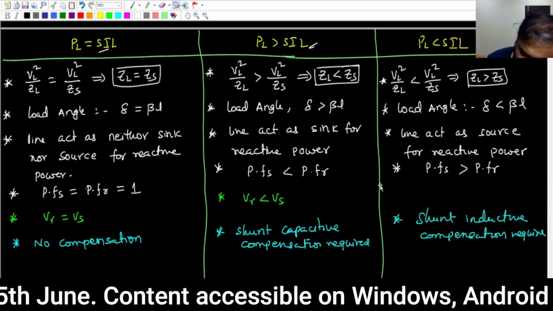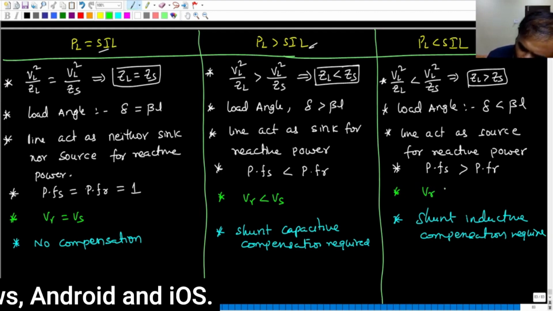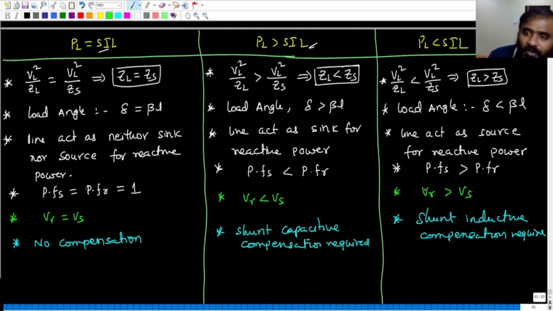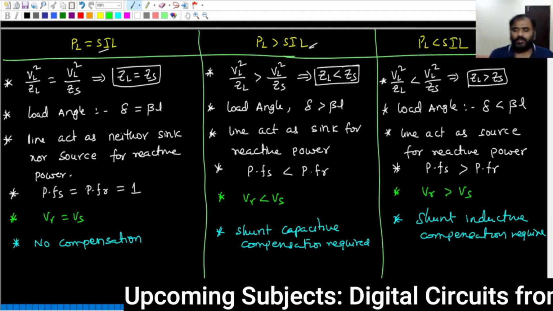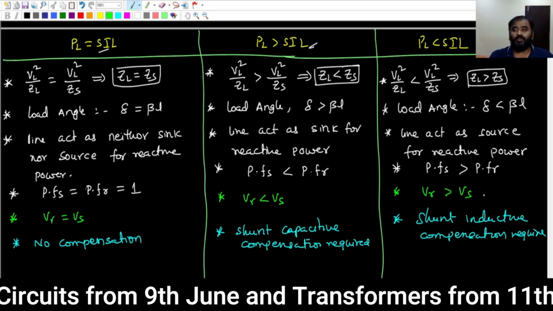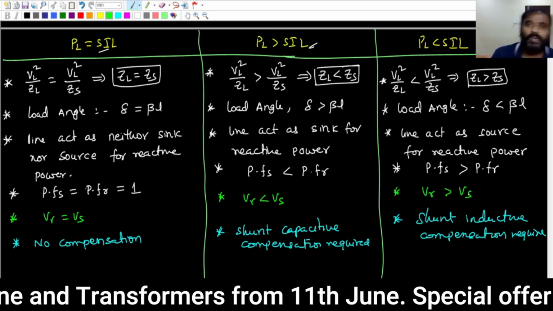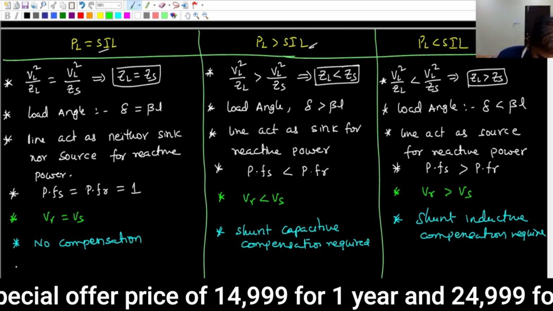What happens here? VR greater than Vs. This is also called Ferranti effect, under no load or lightly loaded condition. That means whenever the loading is less than surge impedance loading, the receiving end voltage becomes more than the sending end voltage. This phenomenon is called Ferranti effect. Okay. So yeah, compensation we are talking about already.